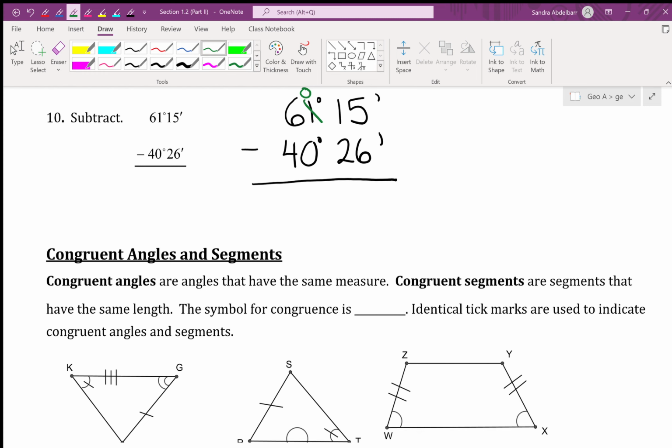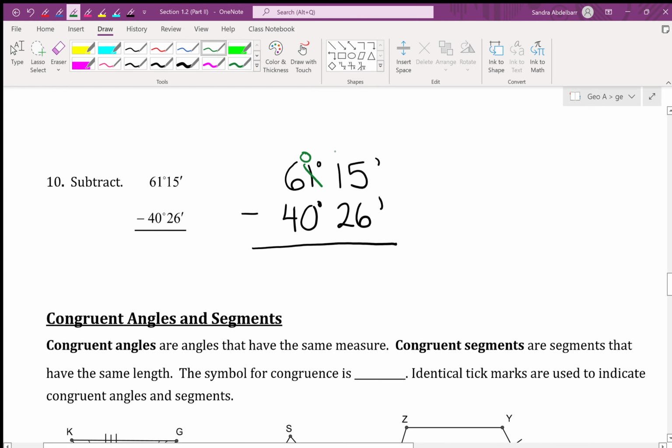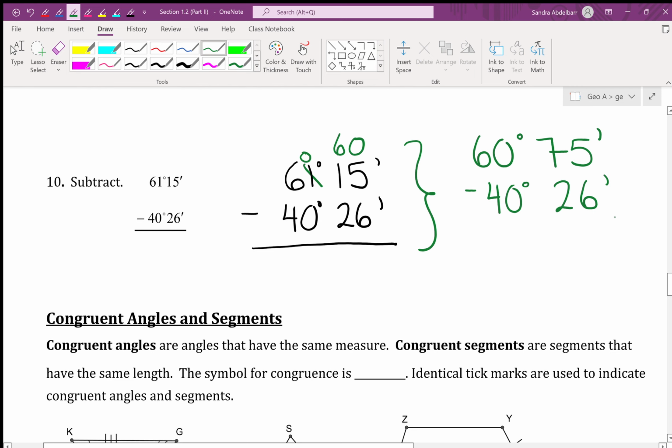But now I'm going to add to the minutes. I'm not adding 1 minute. I'm adding 1 degree, and 1 degree is how many minutes? 60. So in reality, we are adding 60 to that 15. So now we're at 60 degrees, 75 minutes, and from that we're going to subtract 40 degrees and 26 minutes.